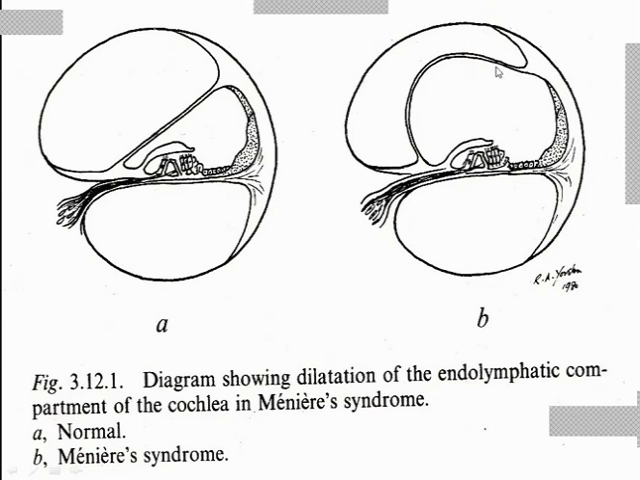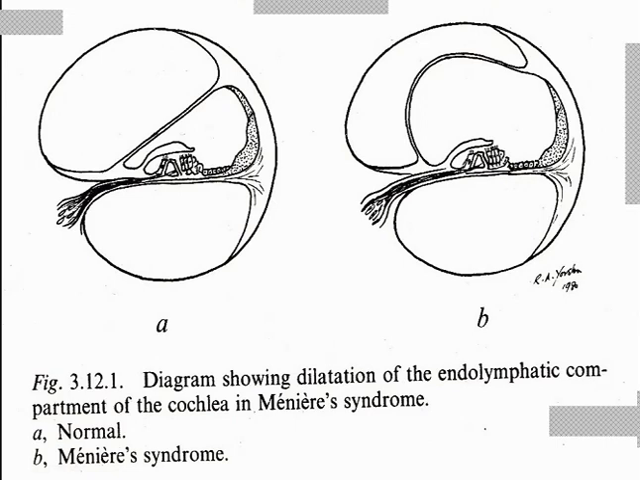Then suddenly the perilymph and endolymph get mixed and abnormal electrophysiology occurs, which results in abnormal stimulation of both the cochlea as well as the vestibular apparatus. This results in the episode of vertigo, tinnitus, and hearing loss.